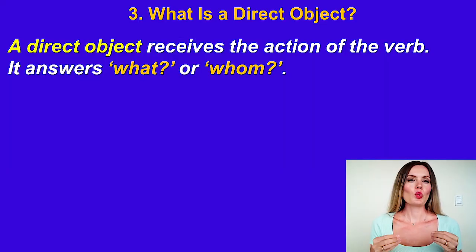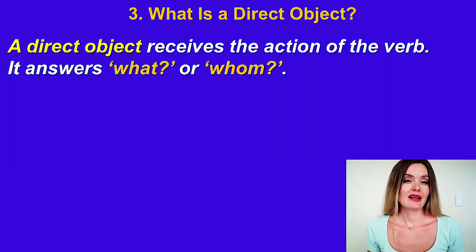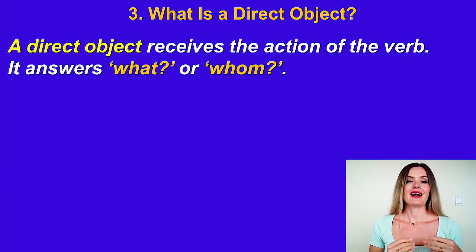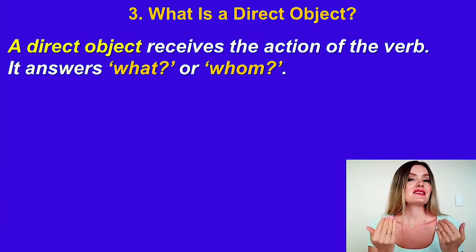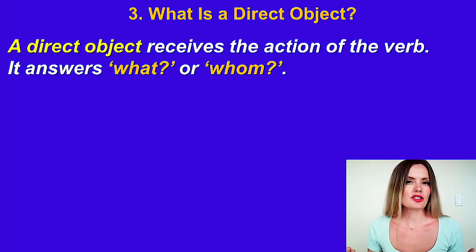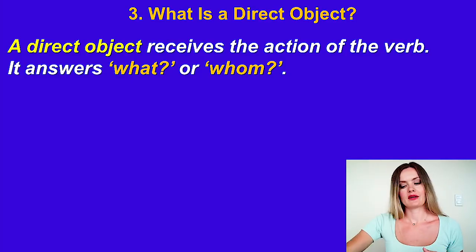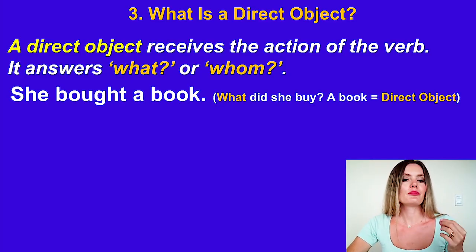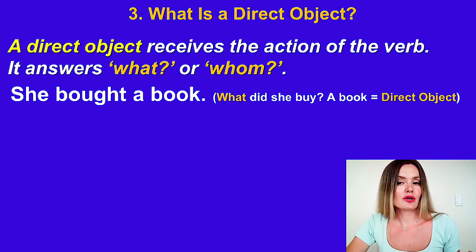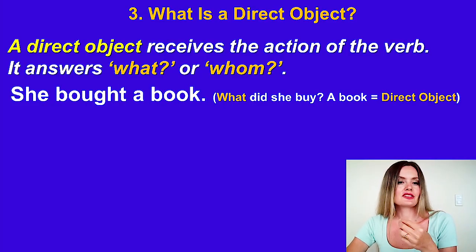So now we know what action verbs are. Let's learn what is a direct object. A direct object receives the action of the verb. It answers what or whom. For example, she bought a book. What did she buy? A book. A book is a direct object.